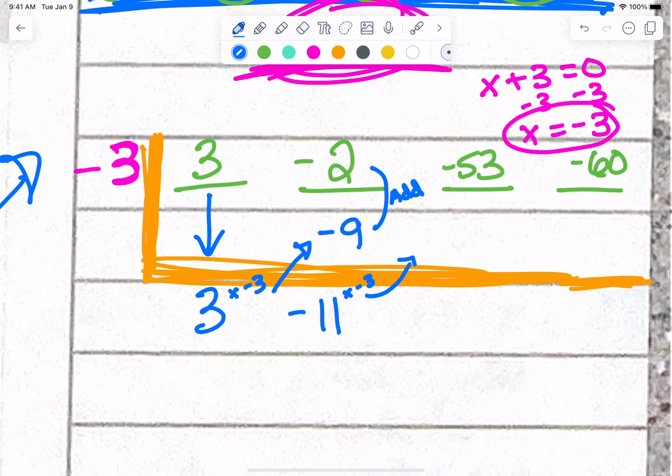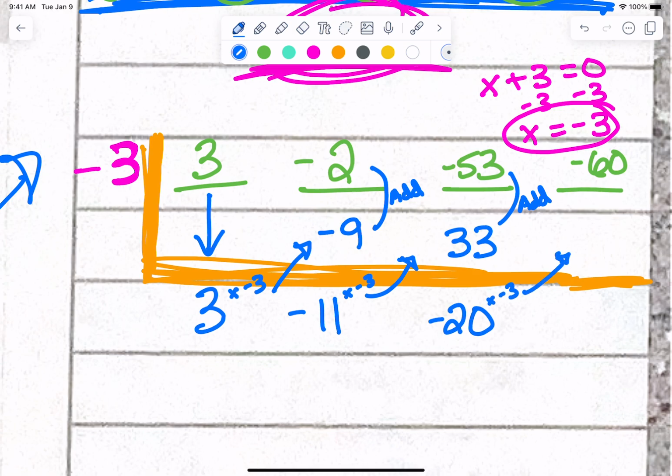Oh, so it's just repeated. You're just repeating over and over again. Okay? What's -11 times -3? Positive 33. Then what do I do? Add them. What is -53 and 33? -20. Then I multiply. -60 times -3, which is positive 60. Then I add these two. What's -60 plus 60? Zero.